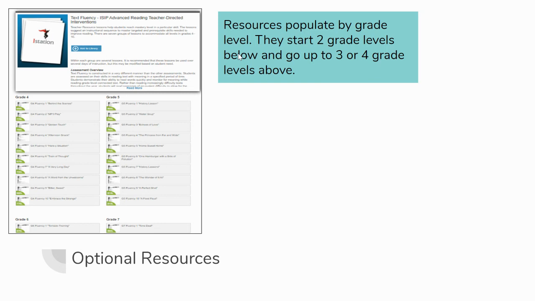to use. It'll sort them by grade level. It usually starts about 2 grade levels below, and it'll go up to 3 or 4 grade levels above. And you'll see there's a lot of resources to choose from. And again, these are optional because iStation will automatically put your students into their cycle of instruction based on their ISIP score. So there's nothing teachers need to do to plan instruction additionally.